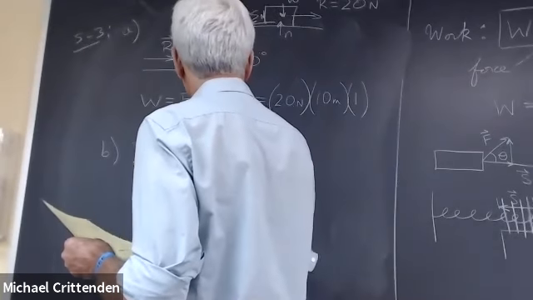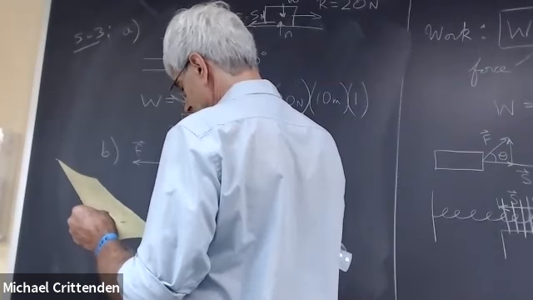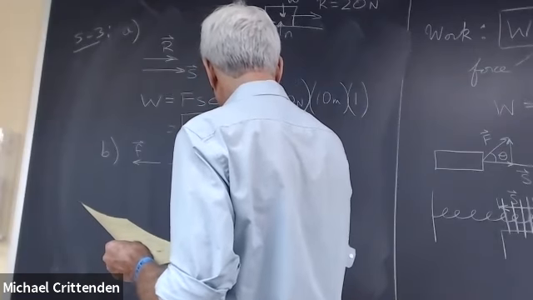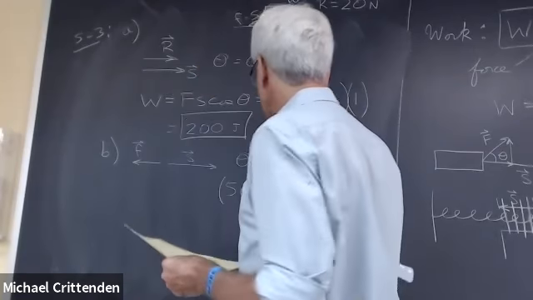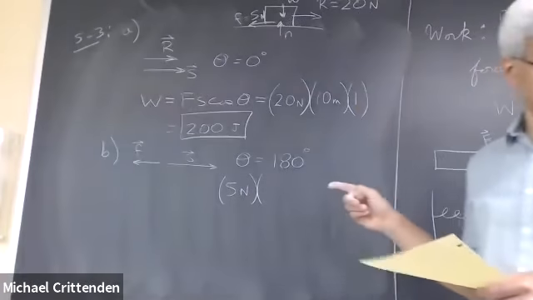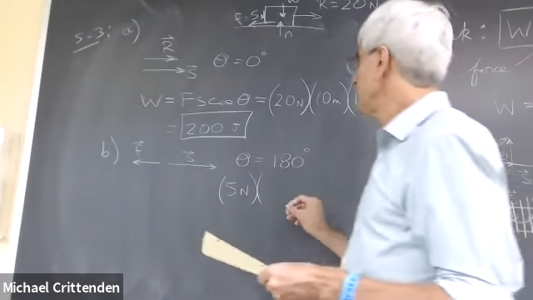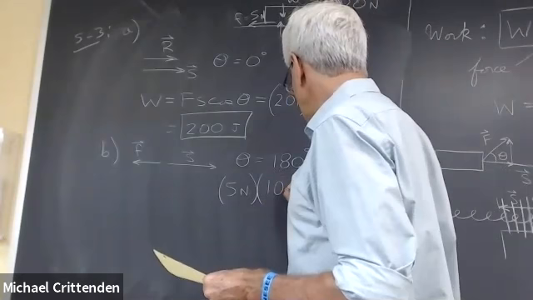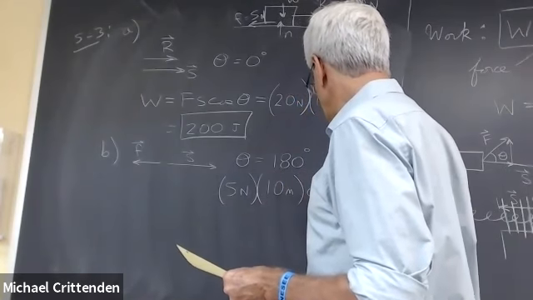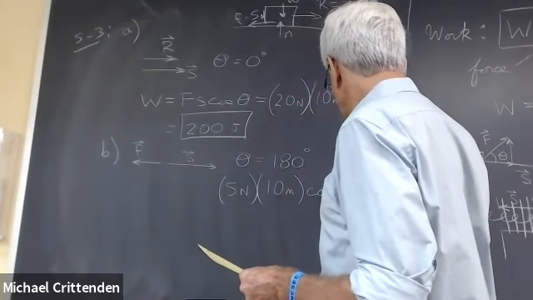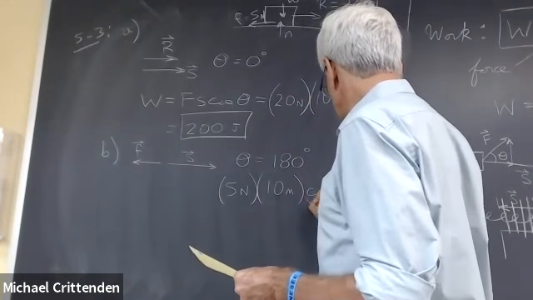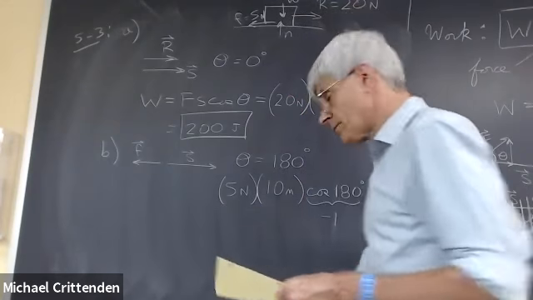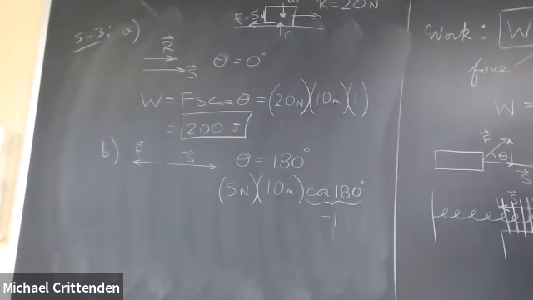So we've got 5 newtons for the force of friction. Once again, the block goes 10 meters. Cosine of 180 degrees is -1.